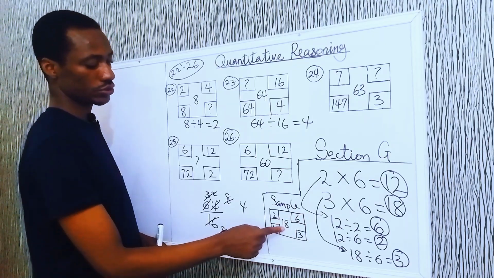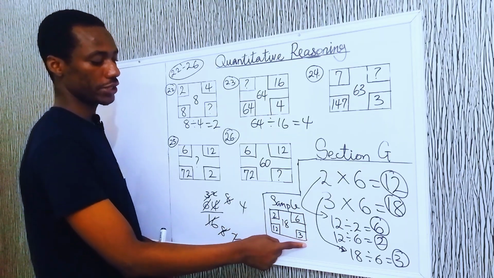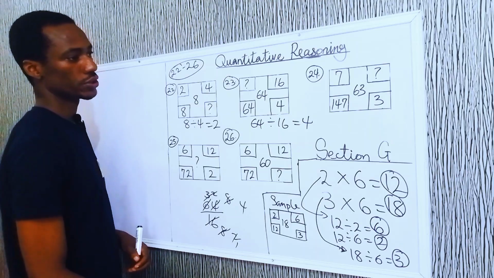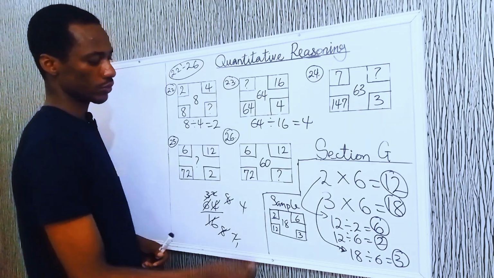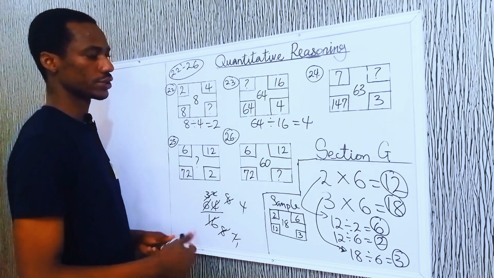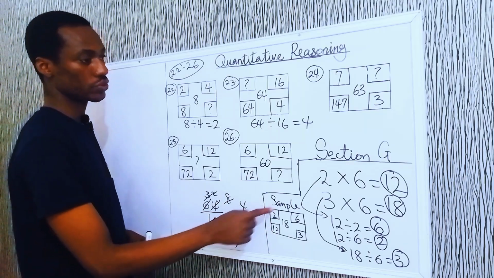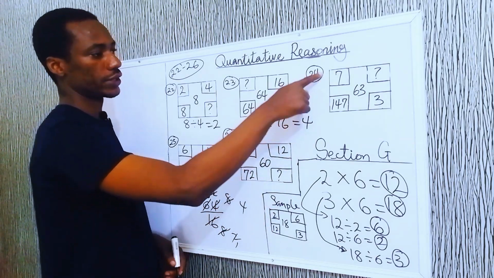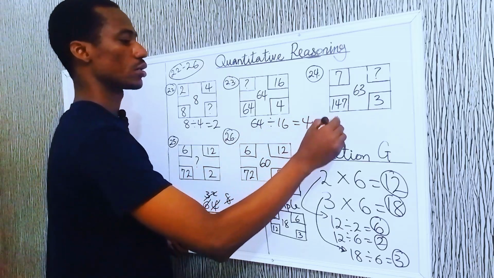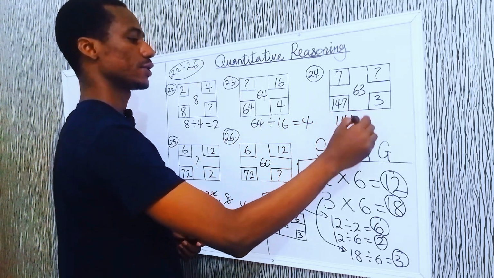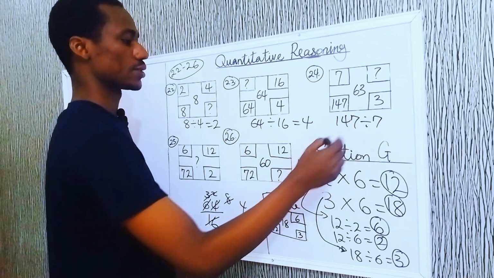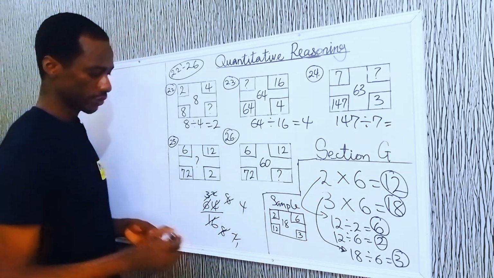And like I said, you could also do 18 divided by 3. That will also give you 6. So I think I'll go with that because that looks easier. Okay, I'll just go with it, 12 divided by 2. So 12 divided by 2, this part divided by this part. So that would be 147 divided by 7. I can see this is very easy already.